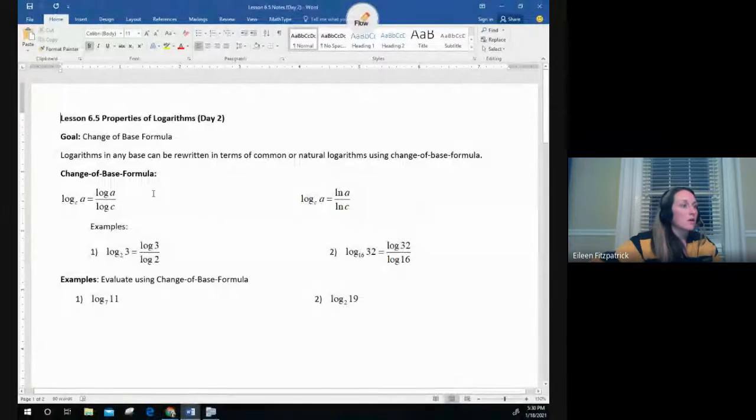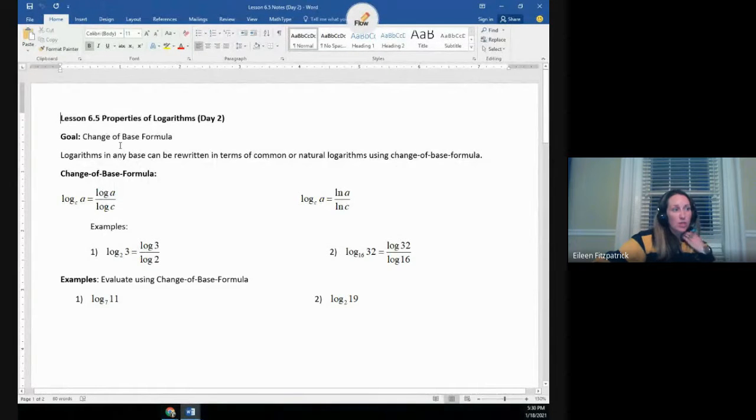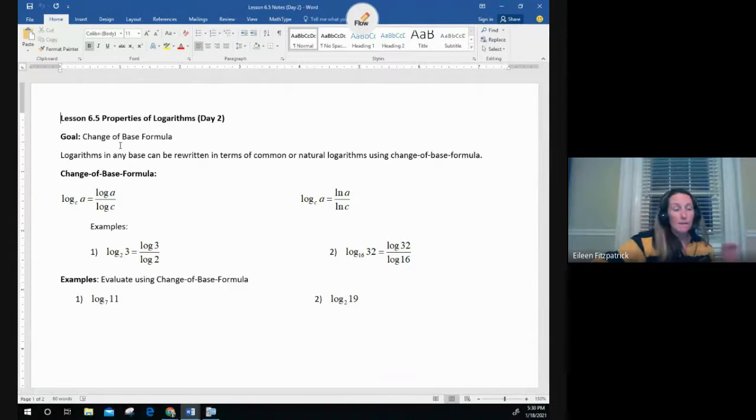Okay, so our goal today is to talk about the change of base formula, which I mentioned back in like 2 or 3 videos ago. It was in your notes, but we actually didn't use it. We could have, I just chose not to, but we're going to talk about it here.